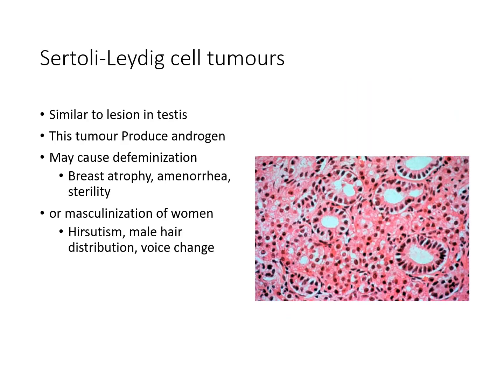The last tumor type is Sertoli-Leydig cell tumors, which is similar to the lesion in the testis. These tumors produce androgen that can cause defeminization of the patient, such as breast atrophy, amenorrhea, and sterility, or masculinization of the women, which causes hirsutism, male hair distribution, and voice change.